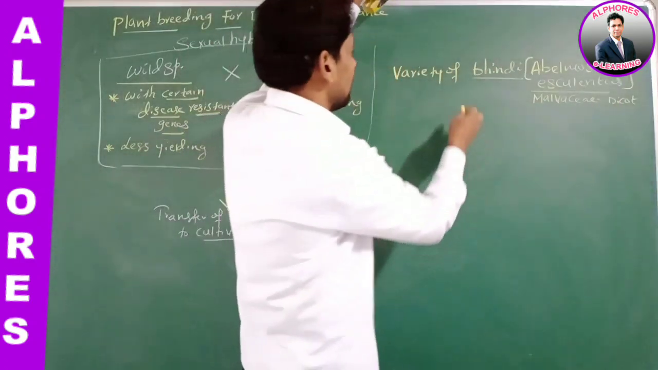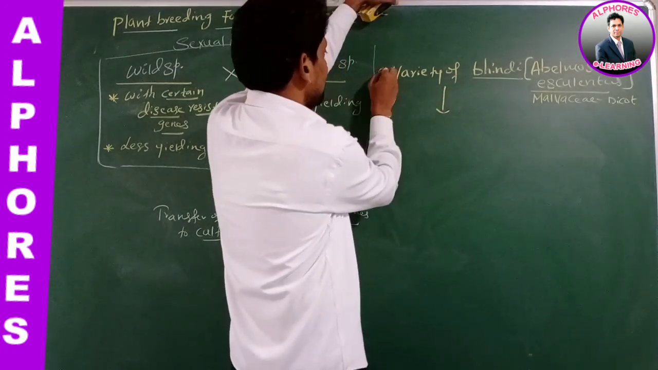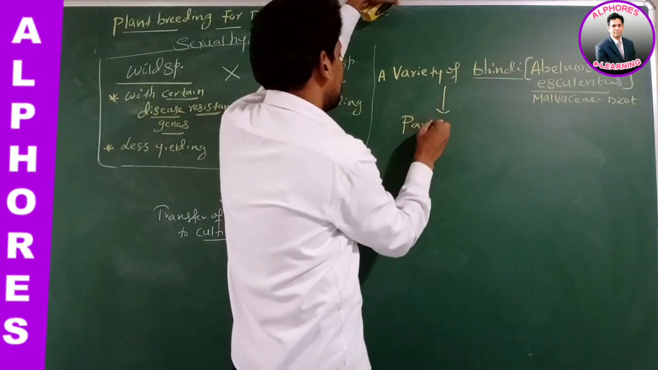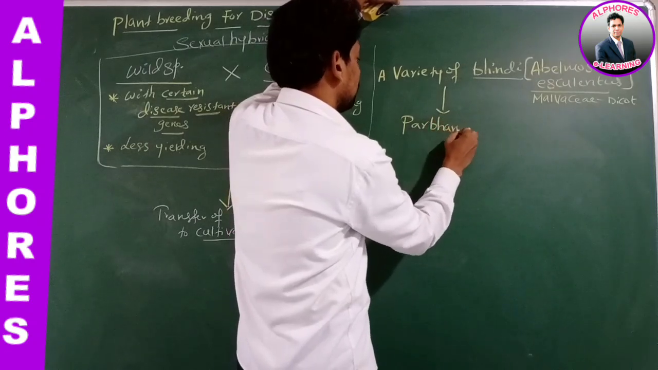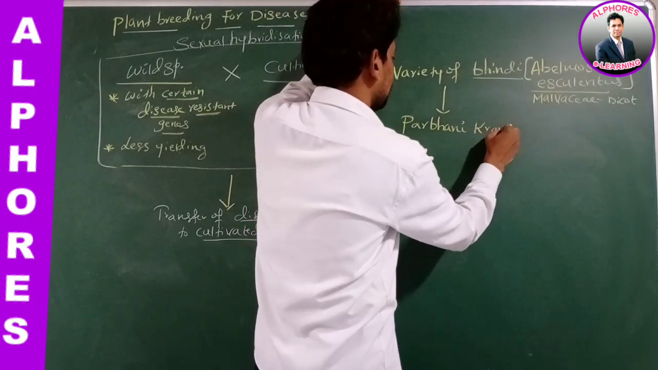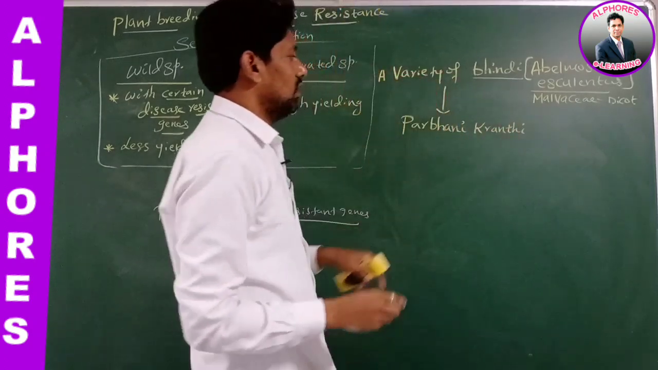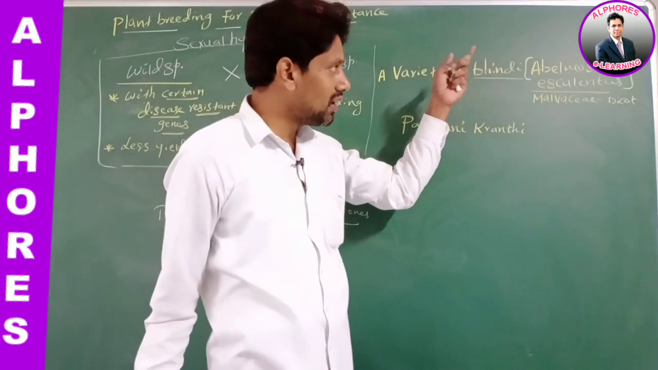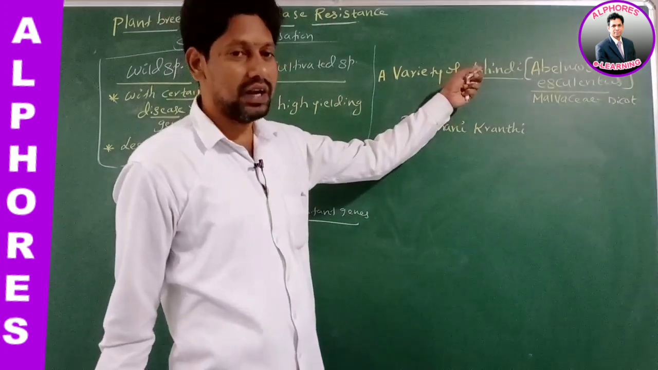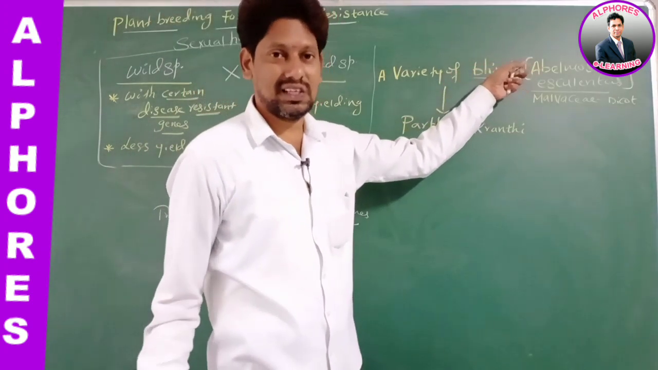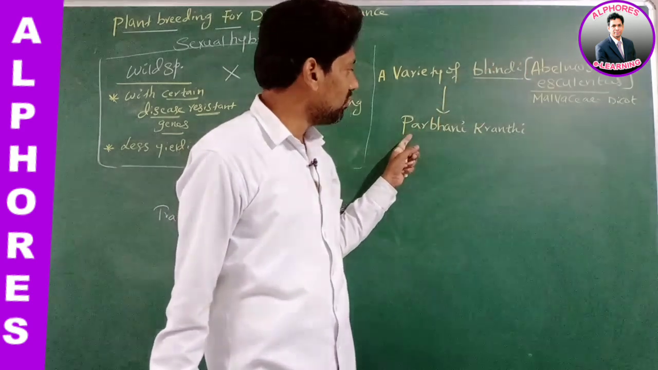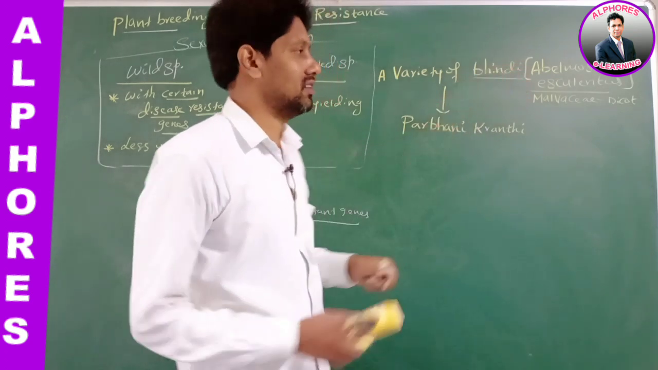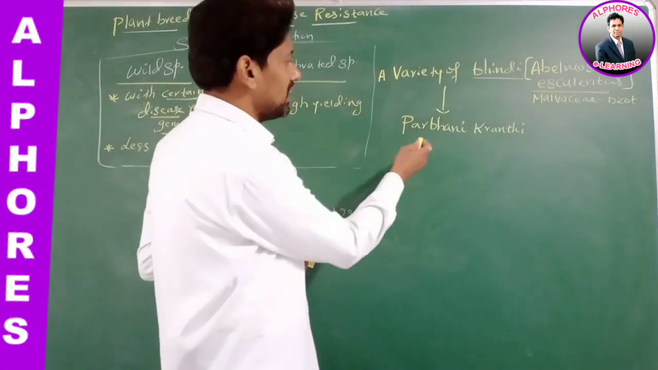What is that variety of bendi? A variety of bendi by name Parbhani Kranti. Parbhani Kranti is a variety of bendi. What is its scientific name? It will be Abelmoschus esculentus only, because this is a variety of bendi. So the botanical name of Parbhani Kranti is also Abelmoschus esculentus itself. Is it okay?